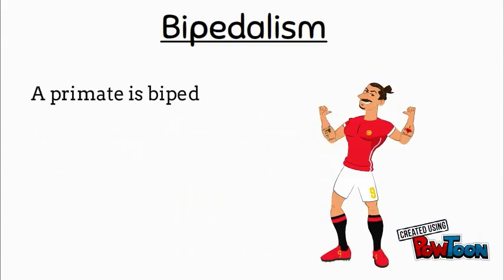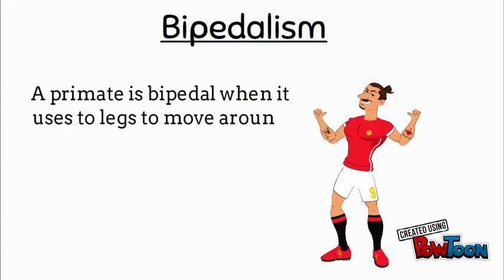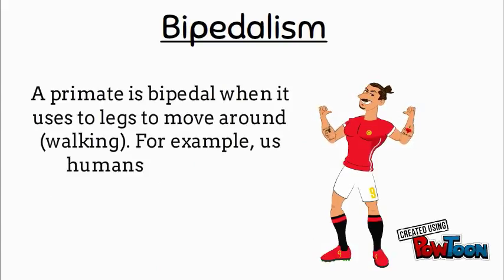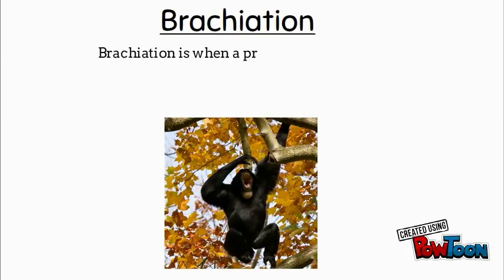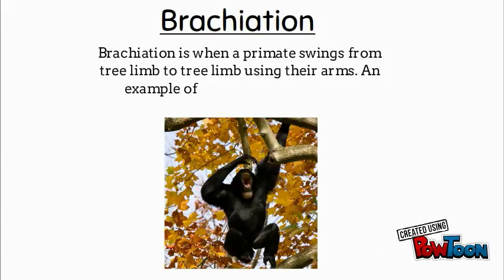A primate is bipedal when it moves around on 2 legs, for example, humans. Brachiation is when a primate swings from tree limb to tree limb using their arms. An example of a primate that uses this locomotor pattern are the siamangs that are located in Southeast Asia.